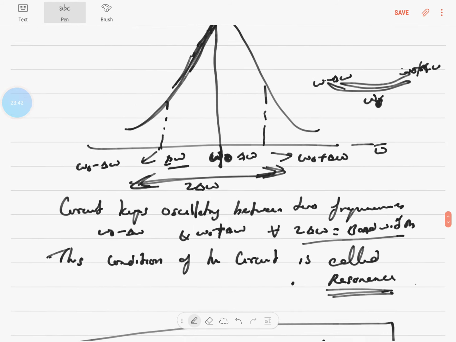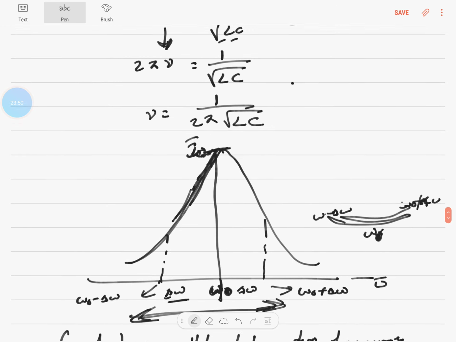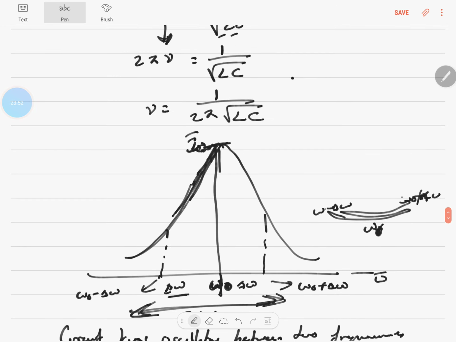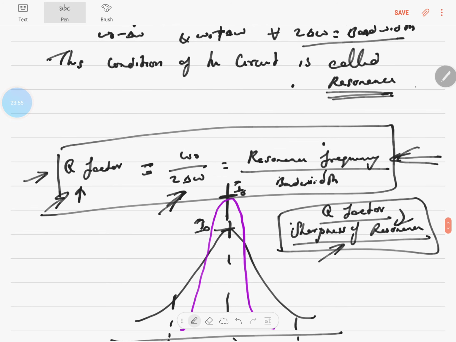Resonance will occur. So then let's come to something called the Q factor. The central value is omega naught or omega R, which is the resonance frequency. Omega naught by 2 delta omega, the bandwidth, is called the Q factor, which is nothing but the resonance frequency by bandwidth. That's the definition for the Q factor.